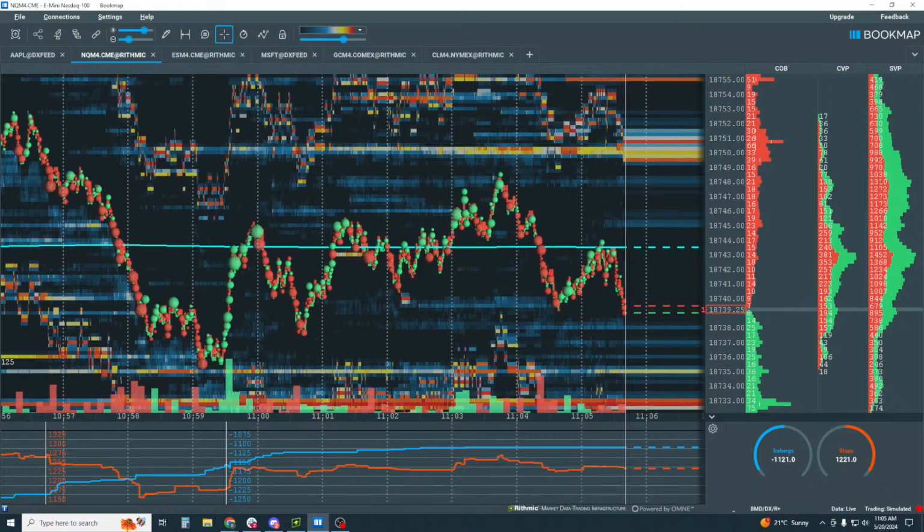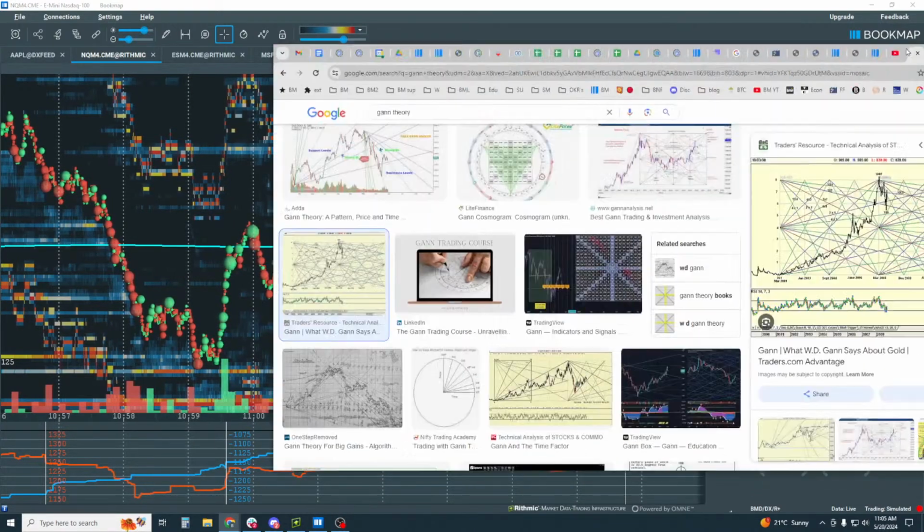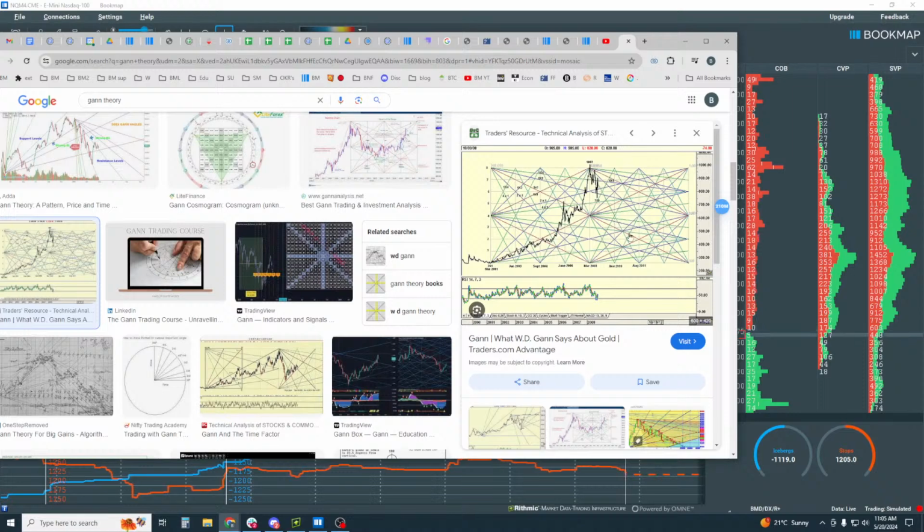So here's another good Gann chart right here. This is what I remember. This is an old one too. It looks hand drawn. Might have been one of his originals.